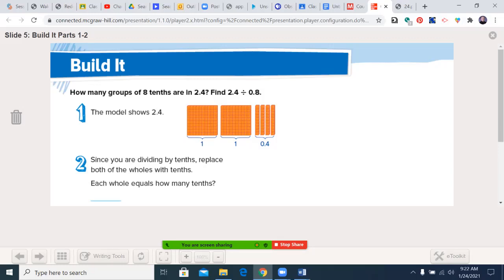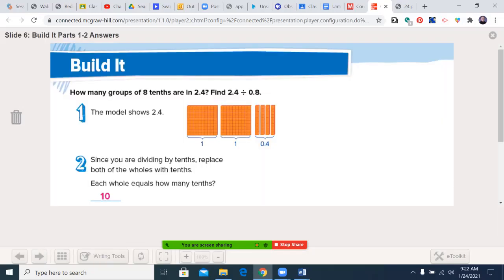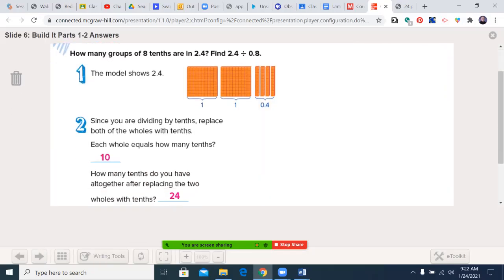So how many tenths do we have now? Well, how many tenths are in 1? So there are 10, 20, and 24. So each whole has 10 tenths. So now total, we have 24 tenths. Make sure you write those numbers in real quick before we move on. Just the 10 and the 24. And then we will move forward here.